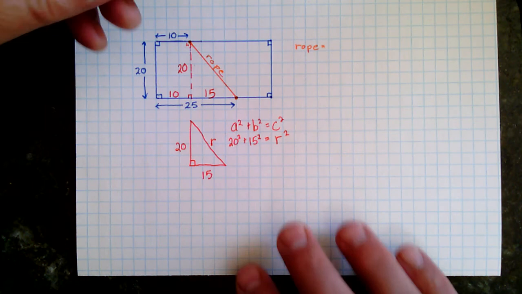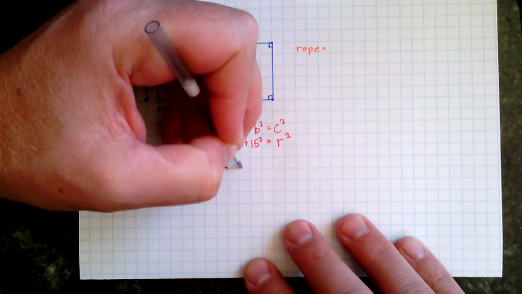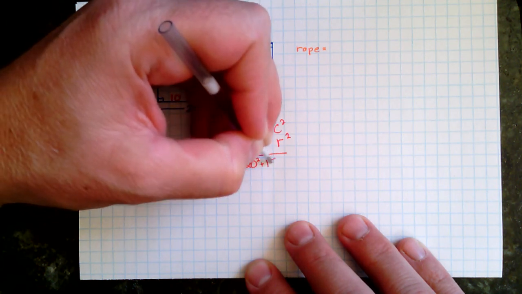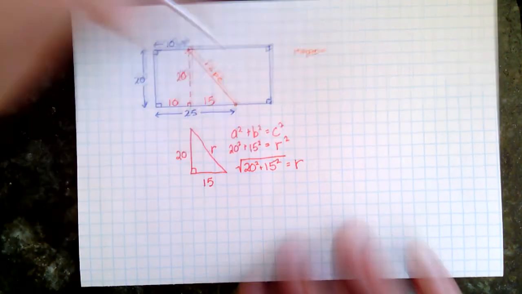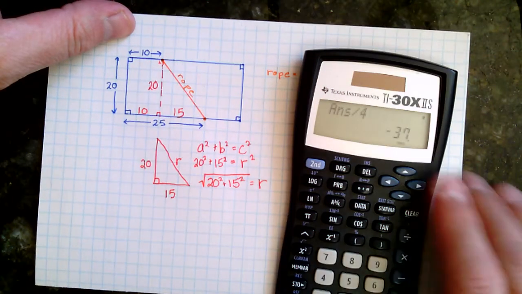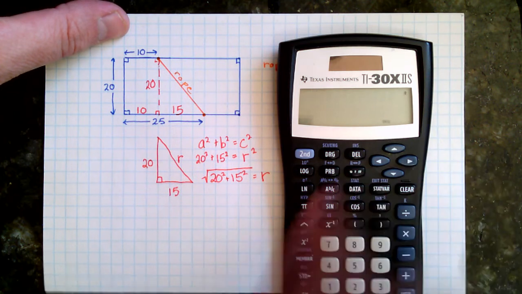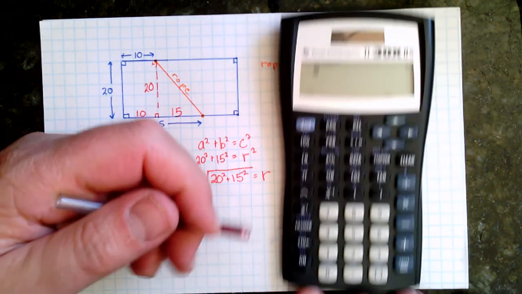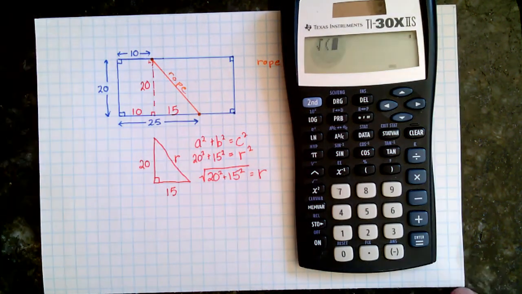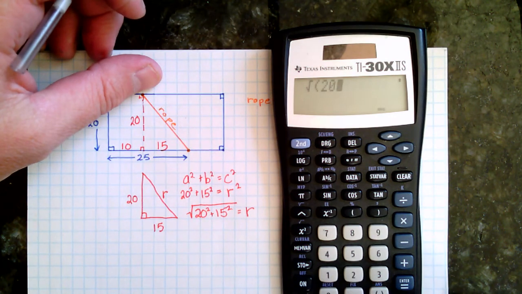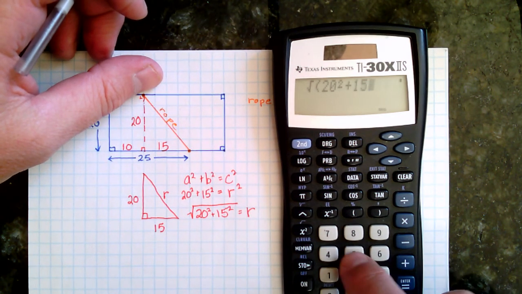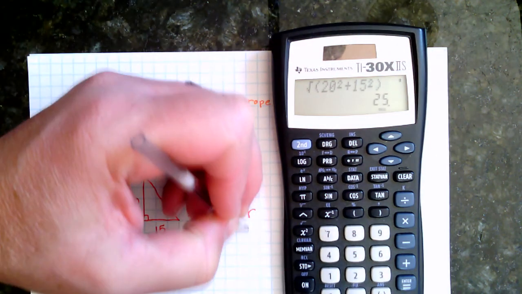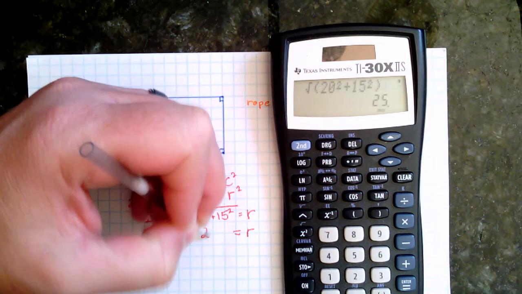So, sticking with my algebra, take the root of both sides. So in one step, I can do the square root of 20 squared plus 15 squared, and that's going to give me R, which is the rope. So if you're looking at your calculator, you can set that up, hit the second button, hit the squared button, so the inverse of squaring a number is taking the square root. So I hit that square root, 20 squared plus 15 squared, close my parentheses, gives me a length of 25. So R is equal to 25.